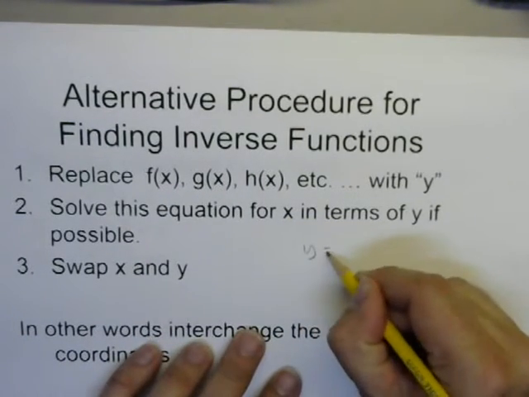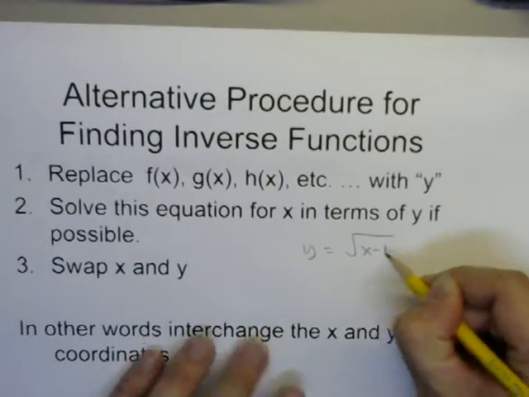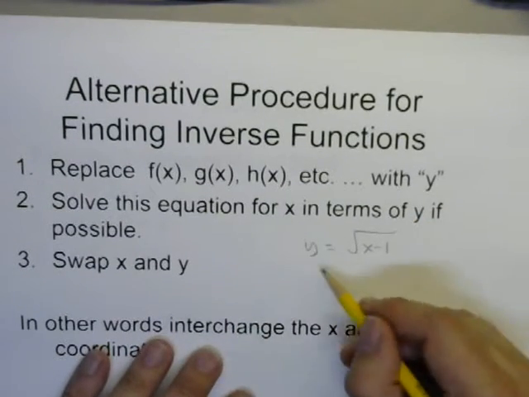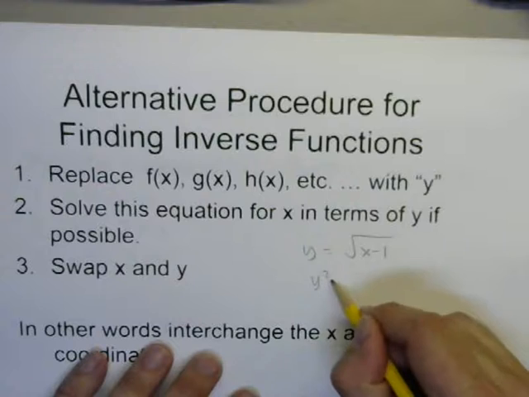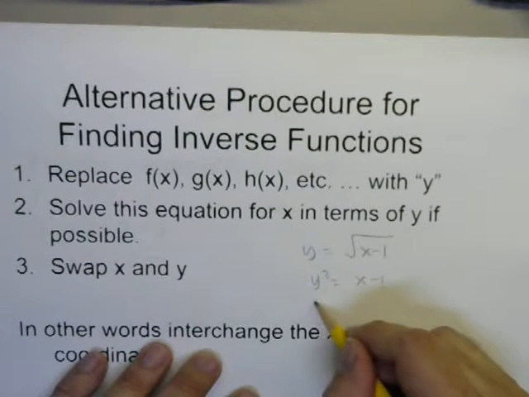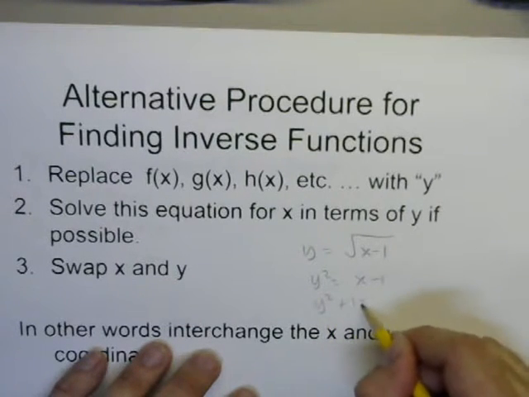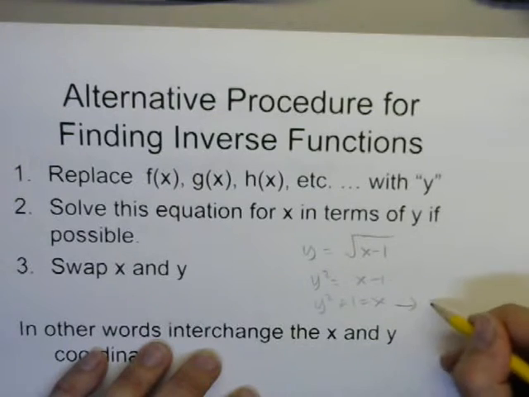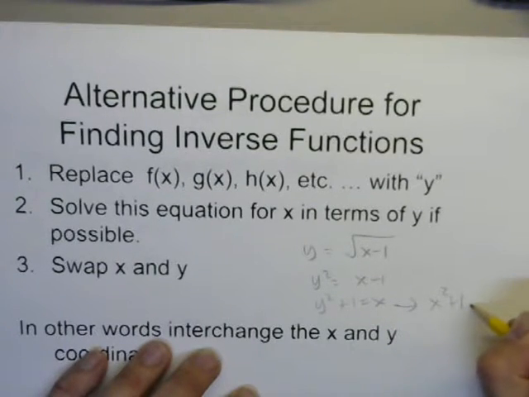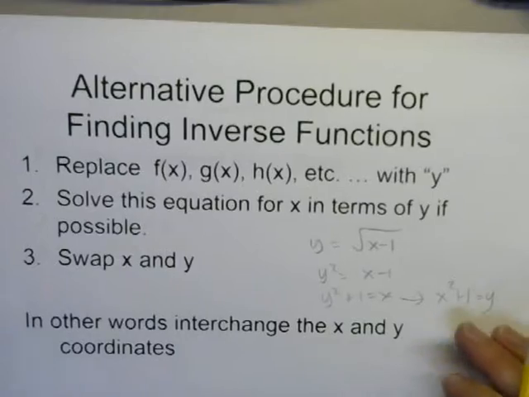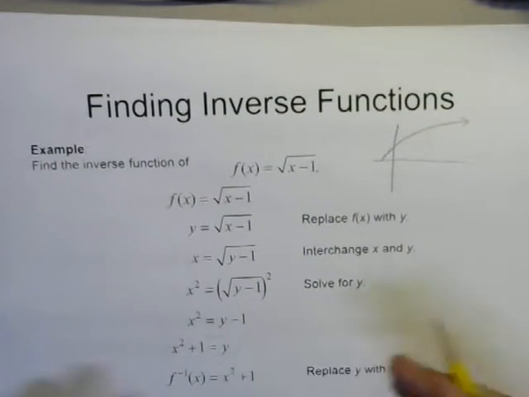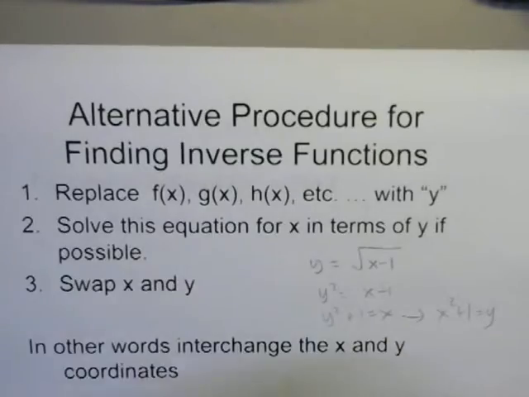If I have y is equal to the square root of x minus 1, you want to solve this equation for x instead. So square both sides, you'll get y squared is equal to x minus 1. You get y squared plus 1 is equal to x, and then swap x and y. You'll get x squared plus 1 is equal to y, which is the same thing we got before. So whichever method you prefer is fine.